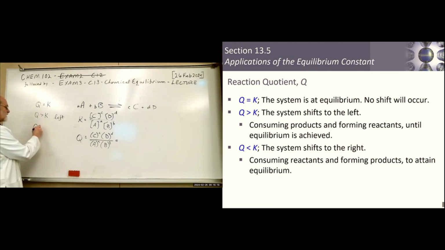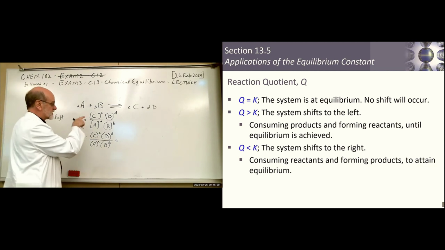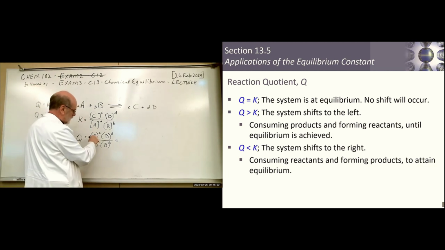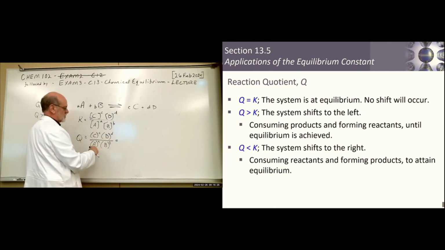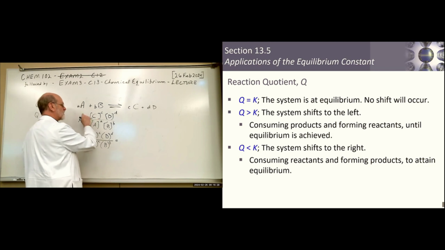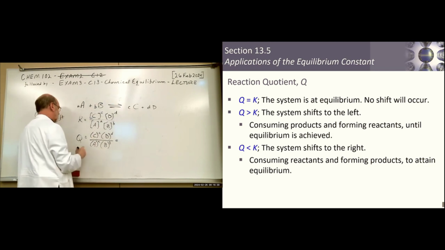All right, the other possibility is Q is less than K. If Q is less than K, that means we don't have enough numerator and too much denominator. We have too much of this and not enough of that, so the reaction is going to move to the right.